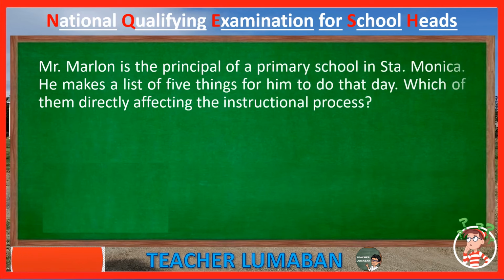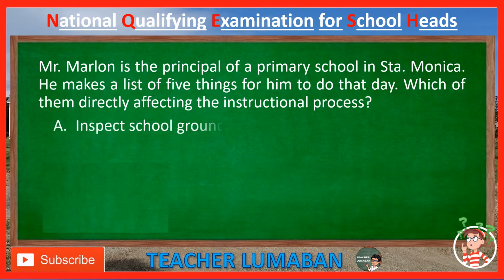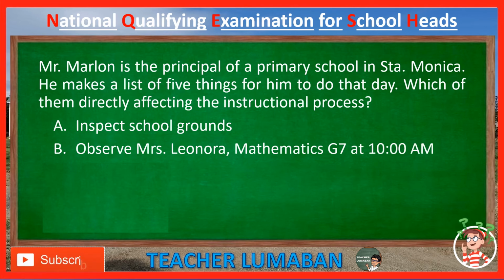Mr. Marlin is the principal of a primary school in Santa Monica. He makes a list of 5 things for him to do that day. Which of them directly affects the instructional process? Letter A, inspect school grounds. Letter B, observe Mrs. Leonora, mathematics grade 7 at 10 a.m.